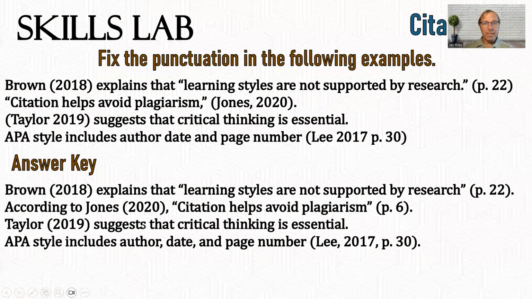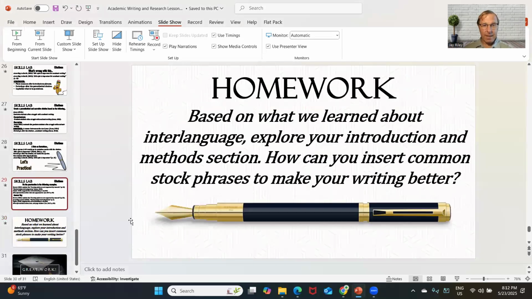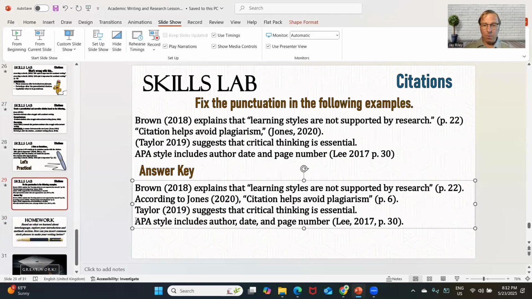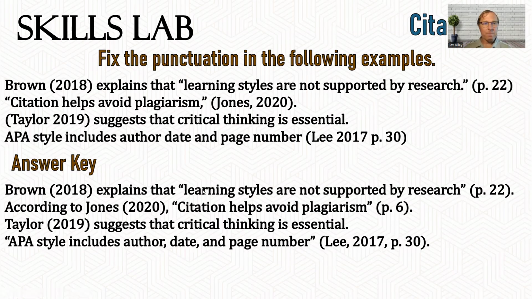Taylor, 2019, suggests that critical thinking is essential. APA style includes author, date, and page numbers. I've got to include those commas in the list. And then I've got Lee 2017, page 30. So since that is a page number there, I want to include quotations. Okay. So I'm going to fix that there.